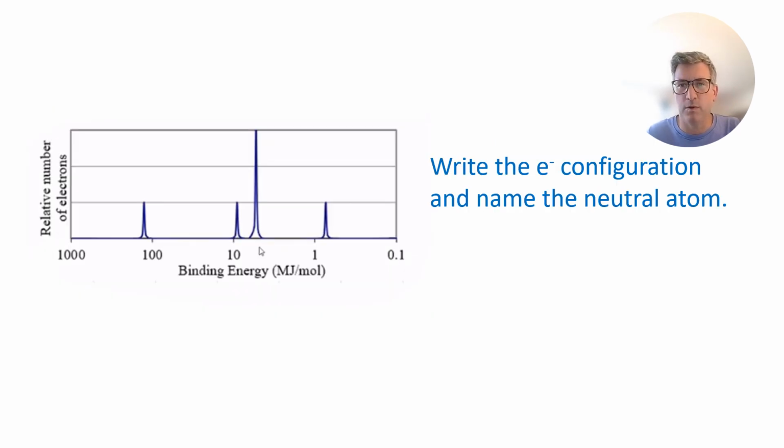Okay, so having looked at one PES graph, let's take a look at another one. See if you can figure out using a periodic table what the electron configuration and the identity of this atom would be.